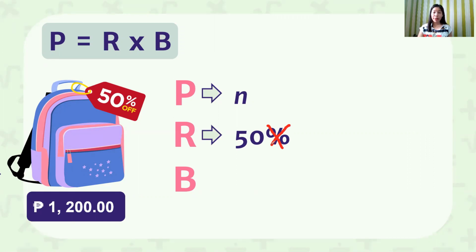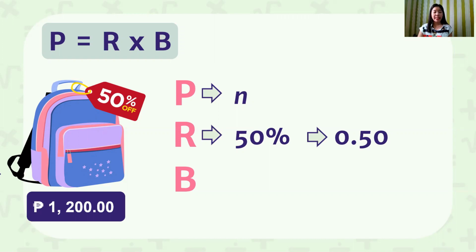This one is a whole number, so its decimal point is located at the end. From here, we will move twice. 1, 2. So the decimal point will now be here. And since there is no number in front of the decimal point, we will put in the 0. So 50% becomes 0.50.